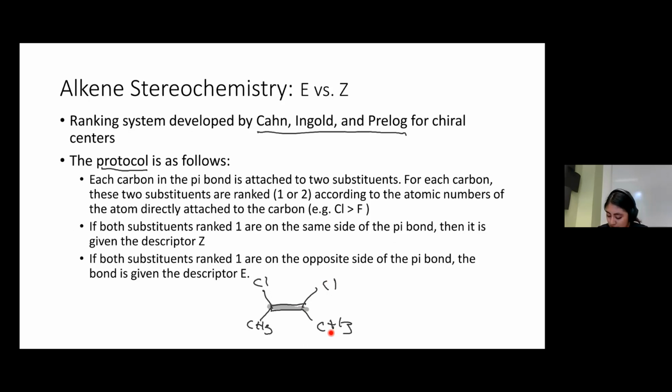So let's do that. This chlorine right here is a higher atomic number than a carbon, so this is going to be 1. Same thing for this one, this is going to be 1. And this is a 2, and this is a 2. Whenever the ones are on the same side, this is going to be a Z. Whenever they're on opposite sides, it's going to be an E, which is what we did on the other slide, but this is just a more formal way of saying the same thing.